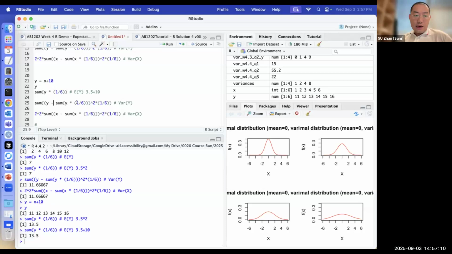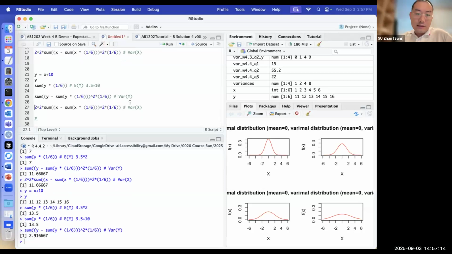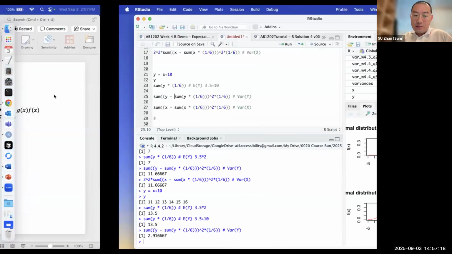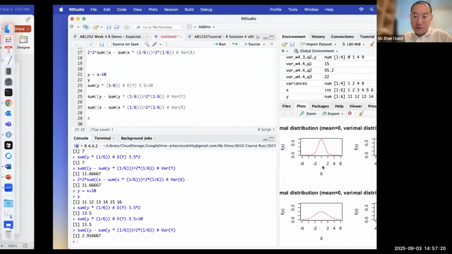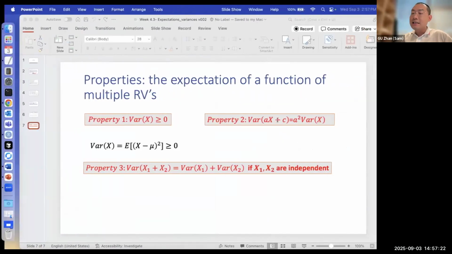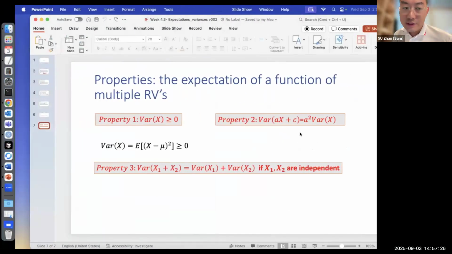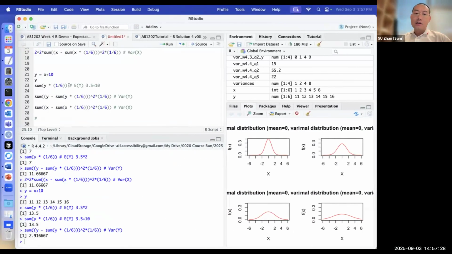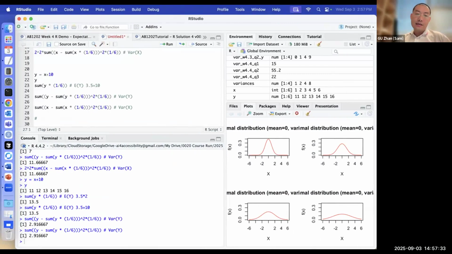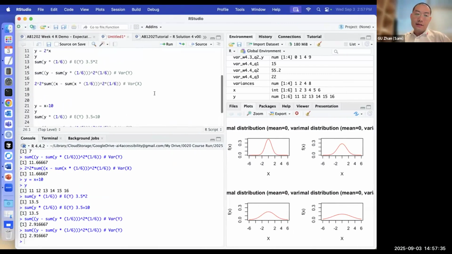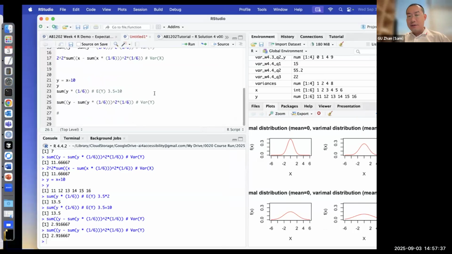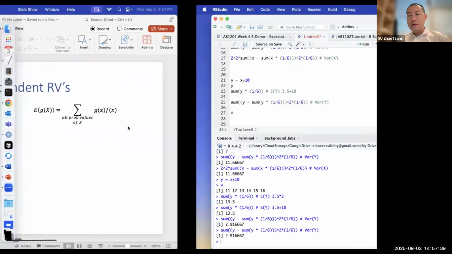Then the variance of Y. The variance of Y should not be changed, right? Since it's adding a constant c to it. If you add a constant c, there is no impact on variance, but there is an impact on expected value. So variance remains the same, 2.91. Okay, so we have demonstrated this property of variance.